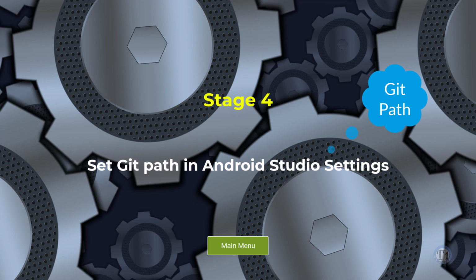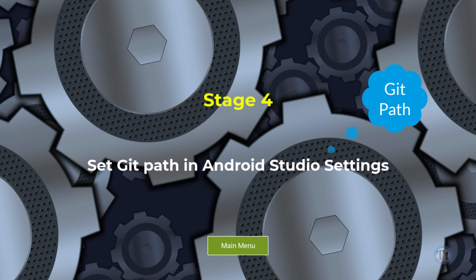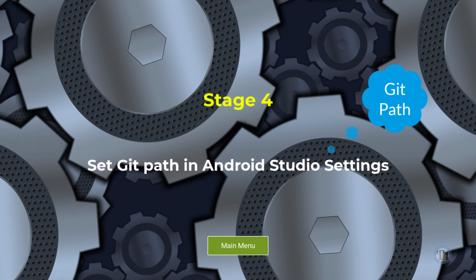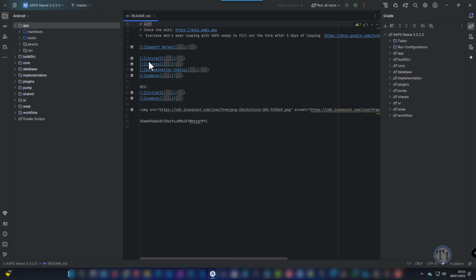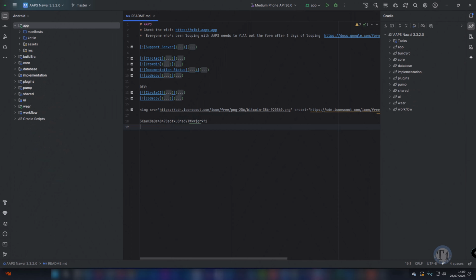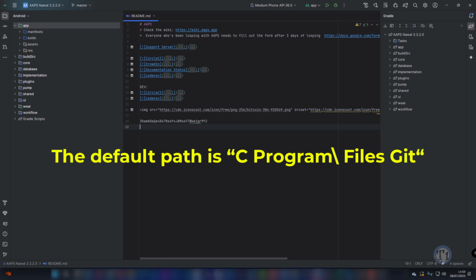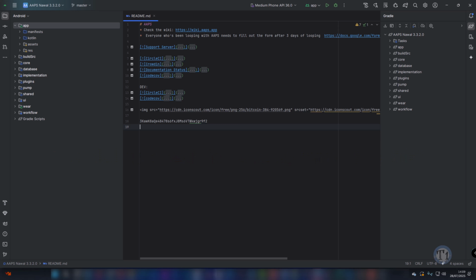Stage 4. Set Git path in Android Studio settings. Now we will tell Android Studio where to locate Git, which you installed earlier. Make sure you have restarted your computer after installing Git and Android Studio. Normally for Git, the default path is C:\Program Files\Git. If you installed it in a different location, you would need to find that path to add to Android Studio.